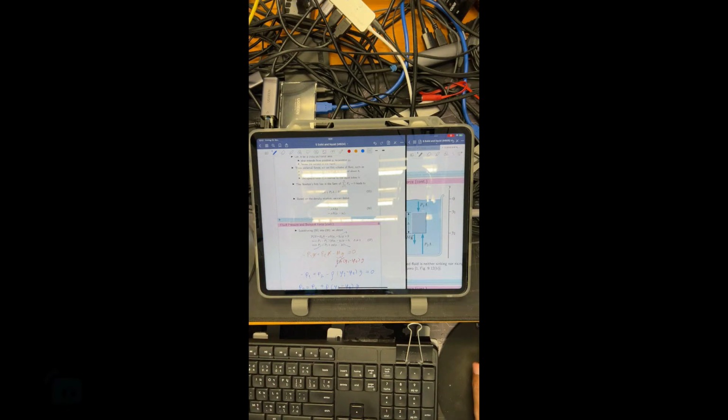Based on the density relation, Newton's first law, minus P1A plus P2A, and we're gonna have P2 equals P1 plus this one. Right, yes.